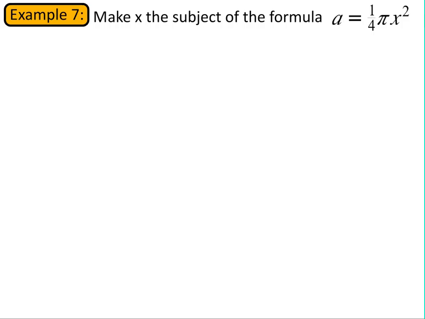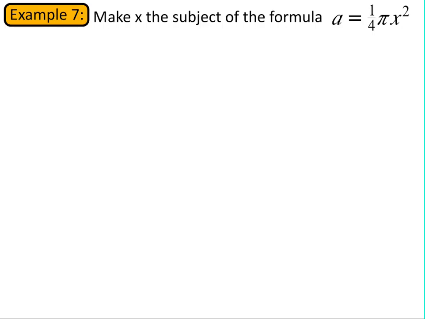Final question. We've got a equals a quarter pi x squared. Now we've got this expression on the right being times by a quarter. But I don't like to write divide by a quarter. That's confusing. You can't have a fraction inside a fraction. So another way of undoing a quarter is to times by 4 or multiply by 4.